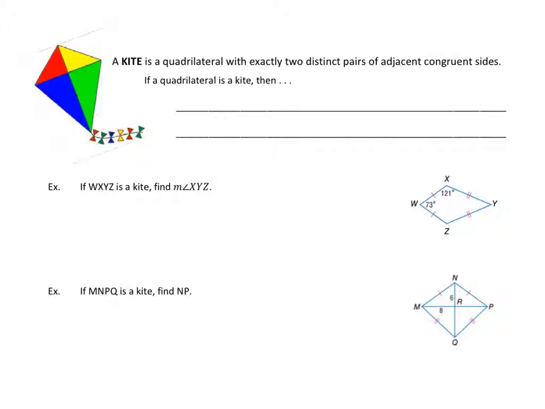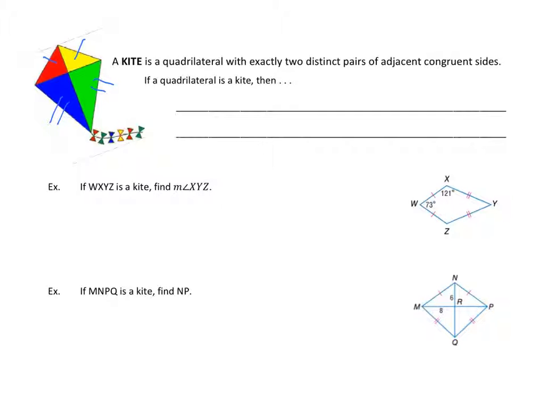Looking at a kite, a kite is a quadrilateral with two distinct pairs of adjacent congruent sides. So that means these two are congruent and they're adjacent. Now they are also distinct from these two congruent. That means that we don't have four congruent sides. This is not going to be a rhombus.